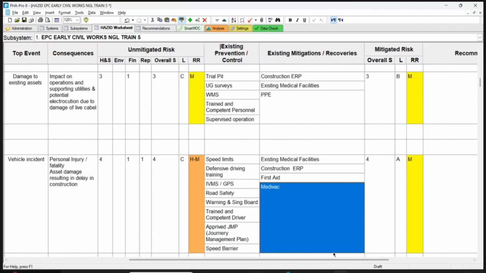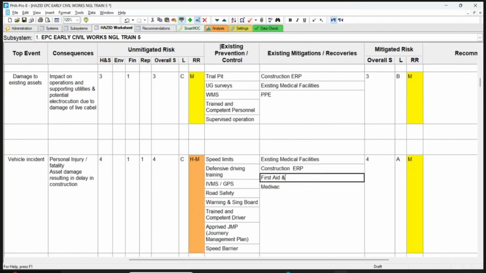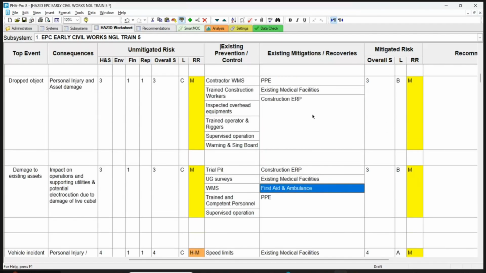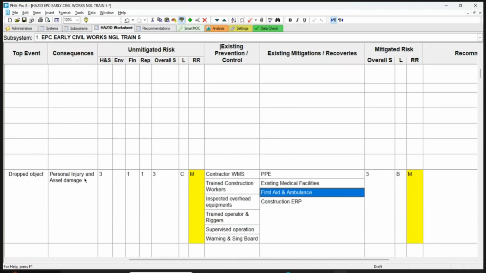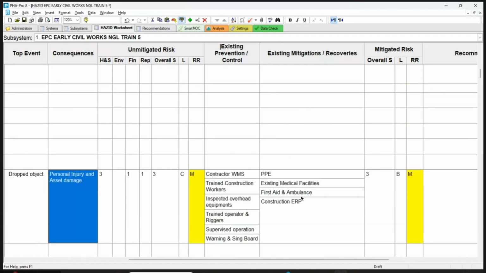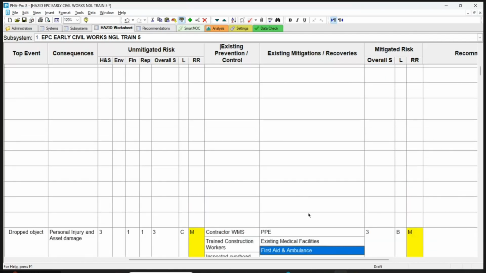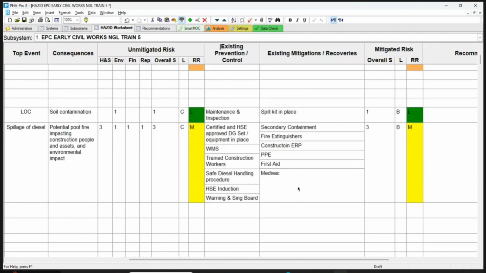You put first aid and ambulance everywhere, because they have the standby ambulance full time, right? Yes, full time standby ambulance. So I will put it everywhere, copy everywhere. Why put existing medical facility here? Okay, that is also there. We are talking about outside, so we are not observing. Yeah, we put this in.